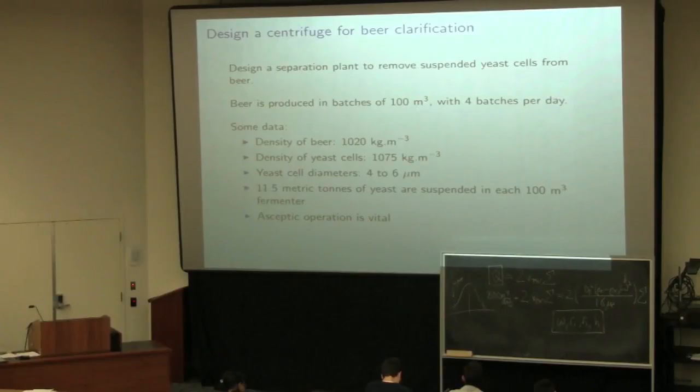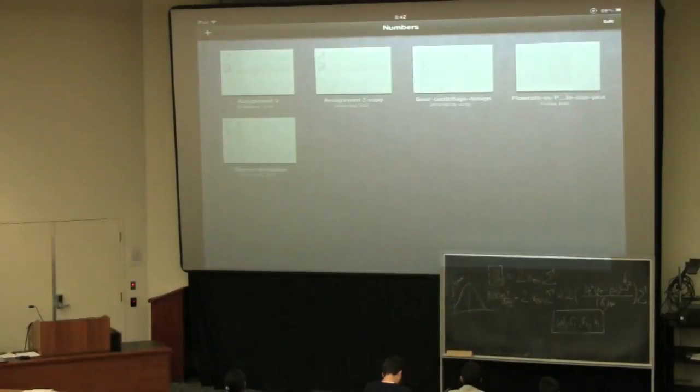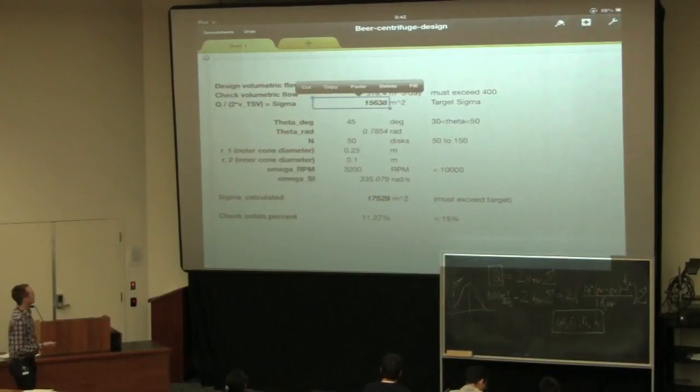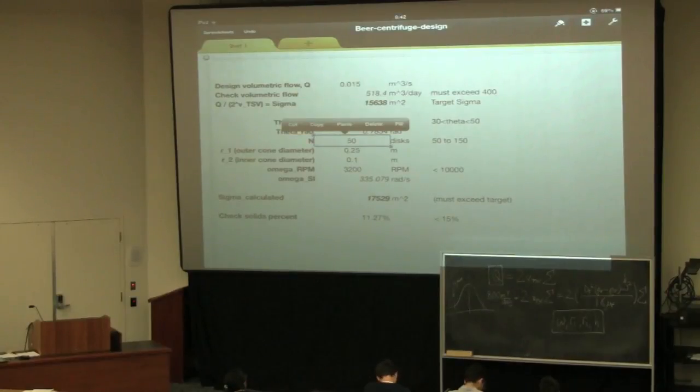So what I've done is use the equation for sigma, which I'm not going to write up there. It's a messy equation. Putting that into a spreadsheet, we looked at this a bit last class. I can calculate my desired sigma, and then solve iteratively by specifying various values. Remember this was the centrifuge with the disks, so I can specify the number of disks, n, the angle, theta, the radius of the inner and outer cones, and then find the corresponding calculated sigma and ensure that it meets or exceeds the sigma I'm looking for.